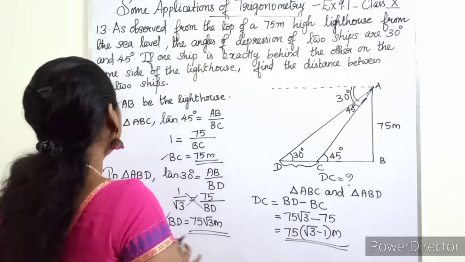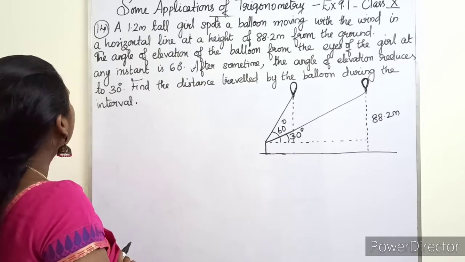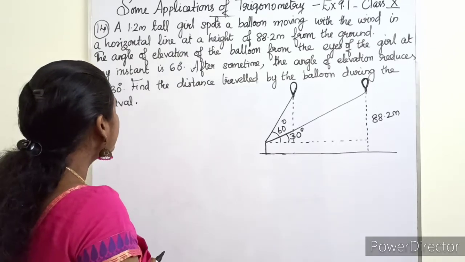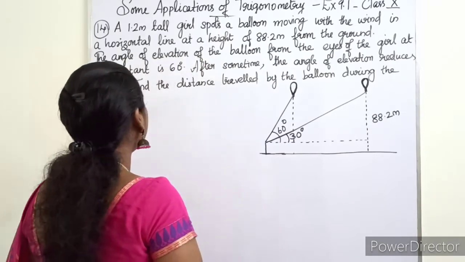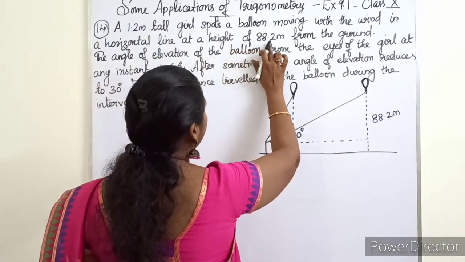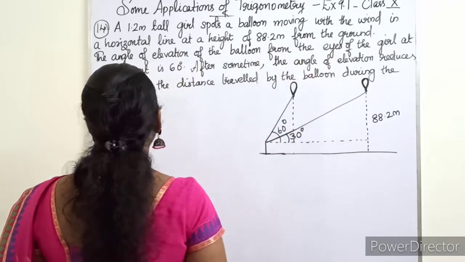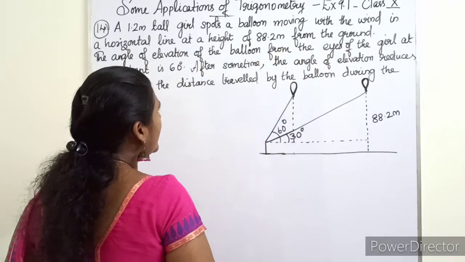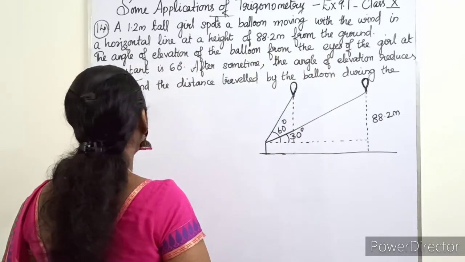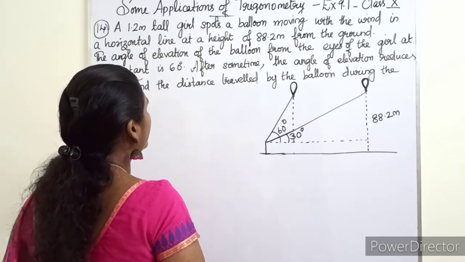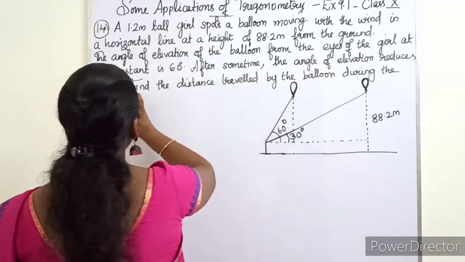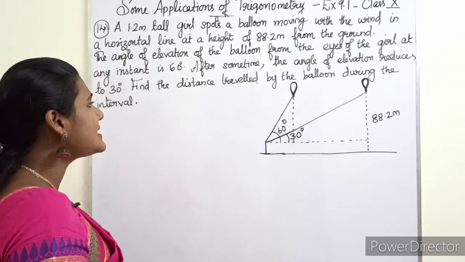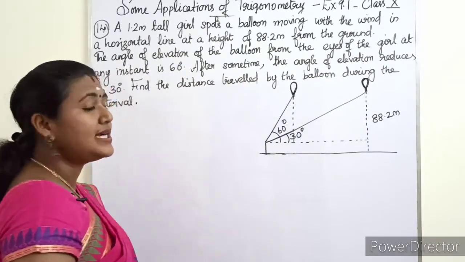Now the next question, question number 14. A 1.2 meter tall girl spots a balloon moving with the wind in a horizontal line at a height of 88.2 meter from the ground. The angle of elevation of the balloon from the eyes of the girl at any instant is 60 degree. After some time, the angle of elevation reduces to 30 degree. Find the distance travelled by the balloon during the interval.